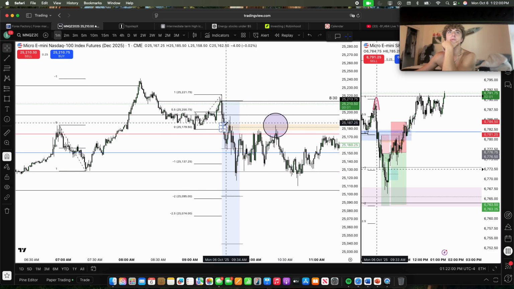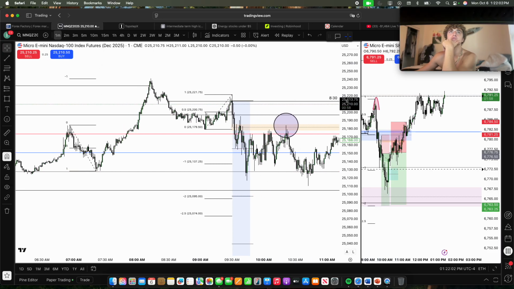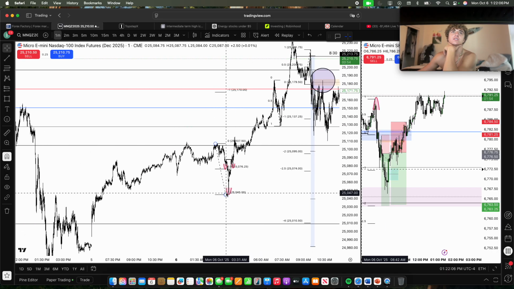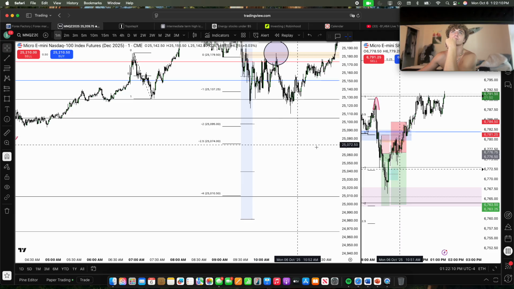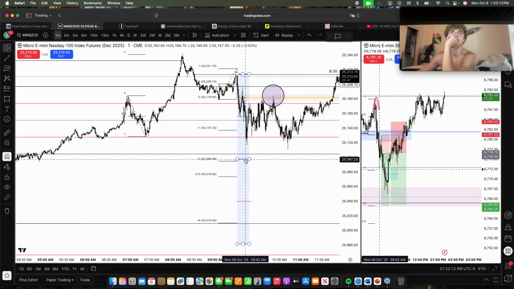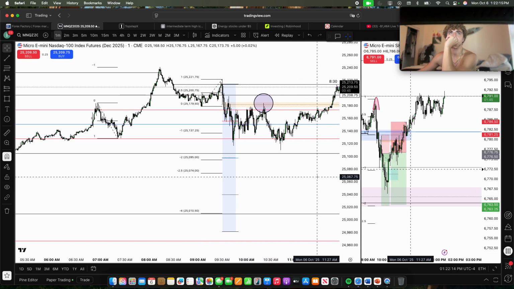And now, coming to market open, right around here, I'm looking for shorts. I want to see the market come lower into this daily wick, and potentially even come down into this regular trading hours gap, at least consequent encroachment of it.